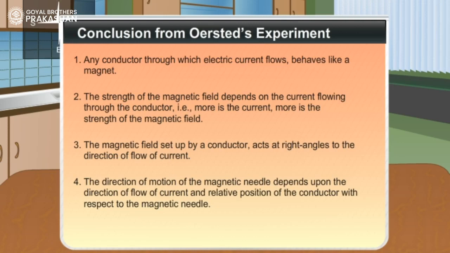Conclusion from Oersted's experiment. Any conductor through which a current flows behaves like a magnet. The strength of the magnetic field depends on the current flowing through the conductor. That is, the more the current, the more the strength of the magnetic field. The magnetic field set up by a conductor acts at right angles to the direction of the flow of current. The direction of motion of the magnetic needle depends on the direction of the flow of current and the relative position of the conductor with respect to the magnetic needle.